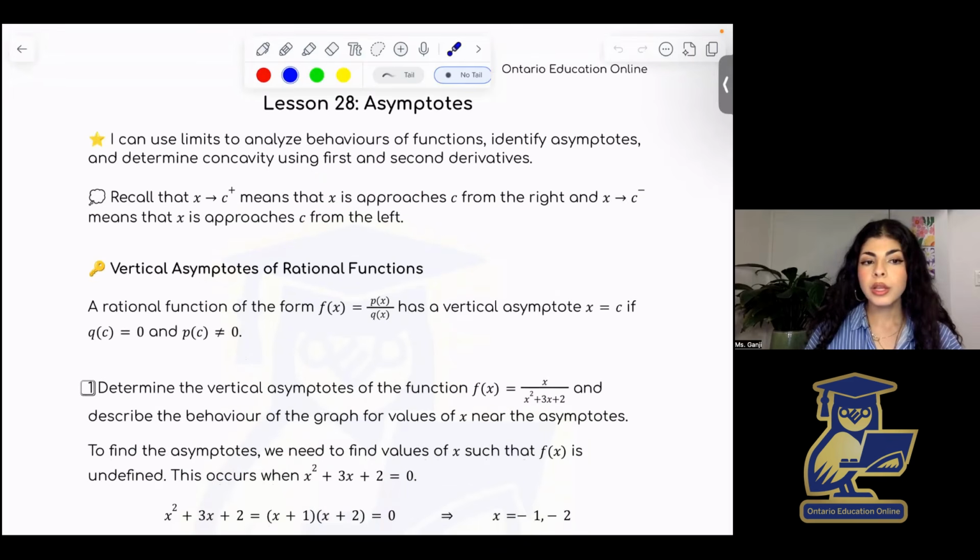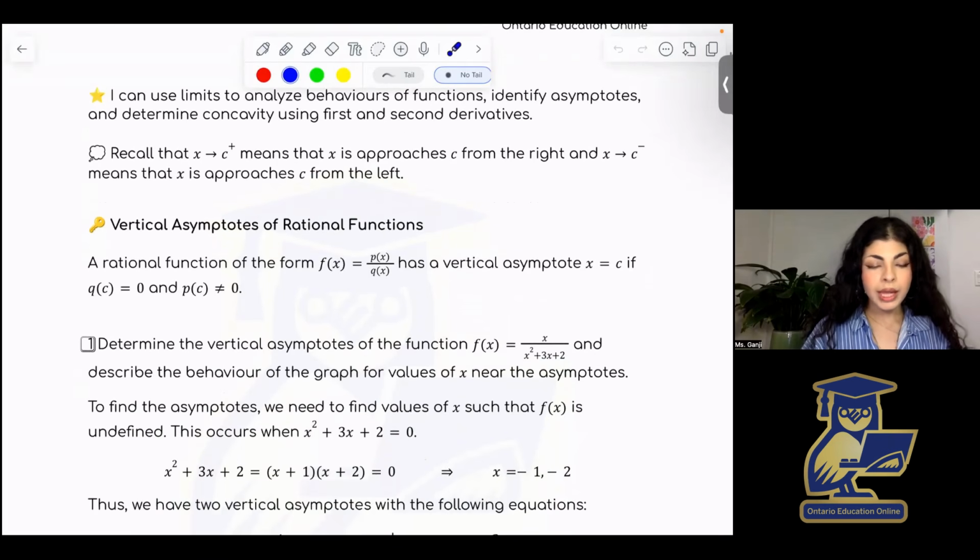So, starting with our vertical asymptotes, which we've already seen, but just reviewing it now as an explicit definition. If a rational function is of the form f of x equals p of x over q of x, then this function has a vertical asymptote x equals c if q of c is equal to 0, but p of c is not equal to 0. So that means the denominator will give you a 0 result, but not the numerator.